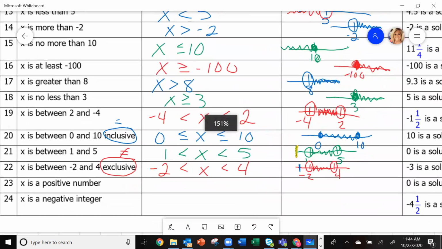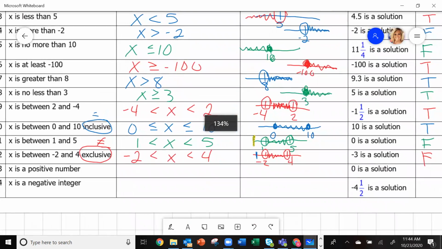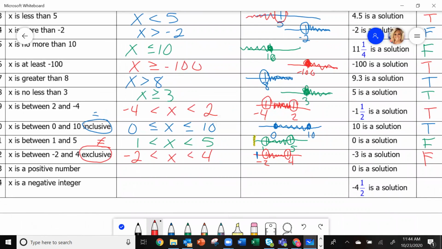Okay, the next ones. X is a positive number. Okay, when it says X is a positive number, that means that it is greater than 0. 0 is not positive or negative. Okay, so 0 is just neutral, kind of like Switzerland. So when I go graph this, at 0, I'm going to do an open circle, and if it's greater than, I shade to the right. Now it says, is 0 a solution? No, we just talked about that. 0 is not a solution because it is not negative and it is not positive.